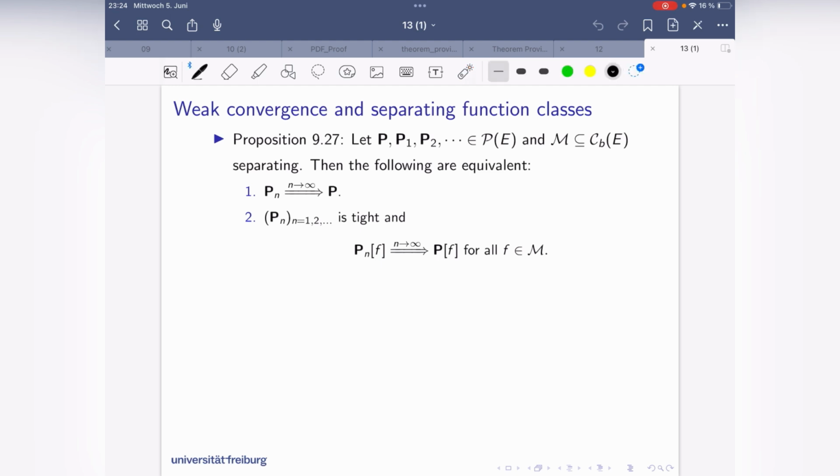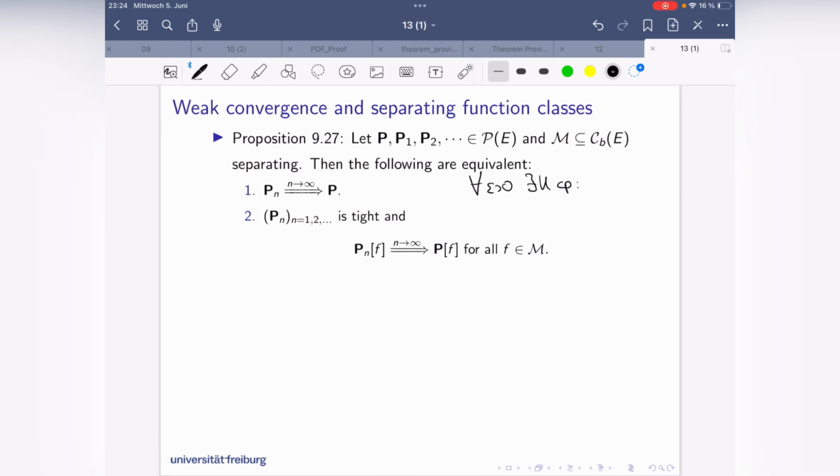So what does tight mean? It means that for all epsilon bigger than 0, there is a compact K such that the maximal amount of mass the Pn's put on the complement of K is smaller than epsilon.